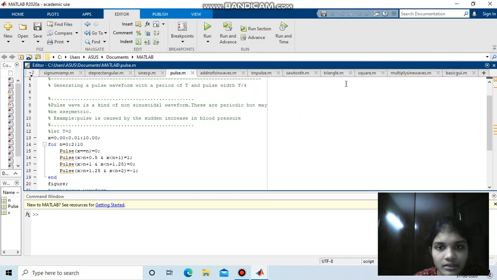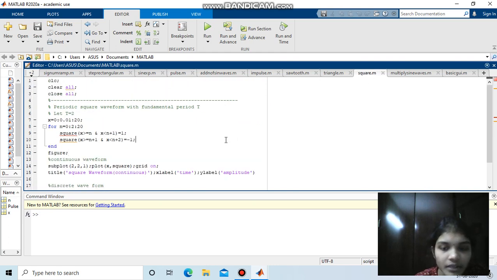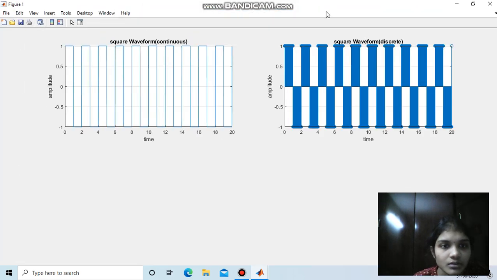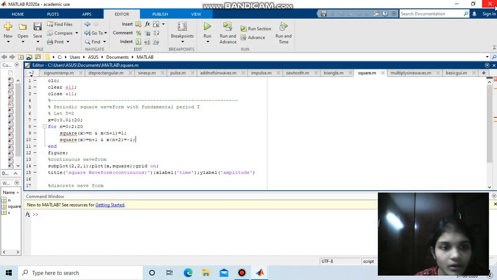Next, let us see the square waveform. It is similar to pulse. In the pulse we get rectangular graphs. In the square we get squares. So this is the code; again I used a for loop and similar equations as in the pulse waveform.